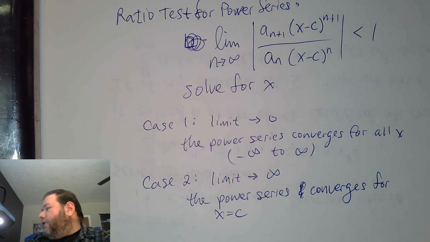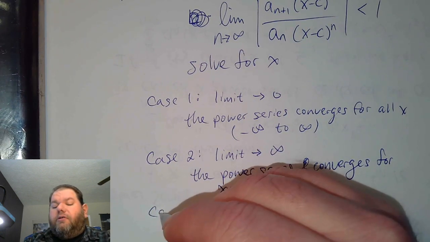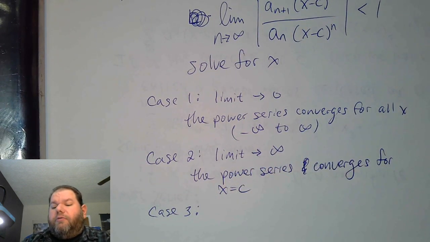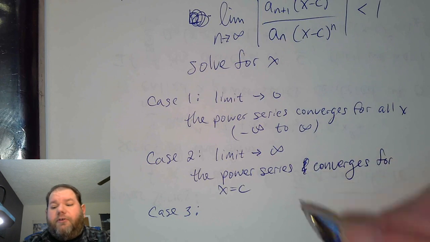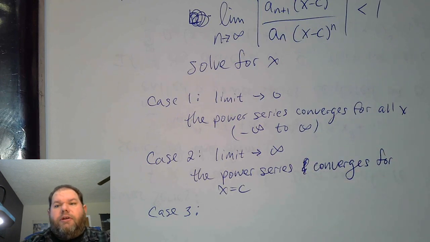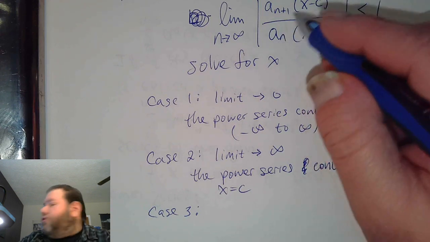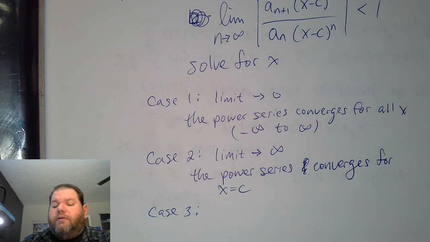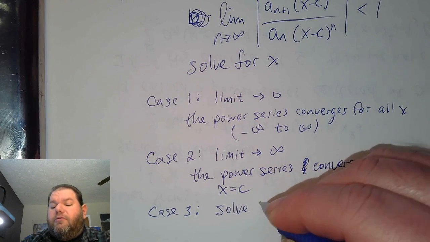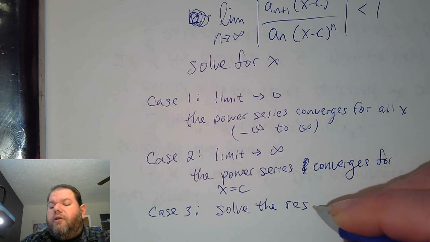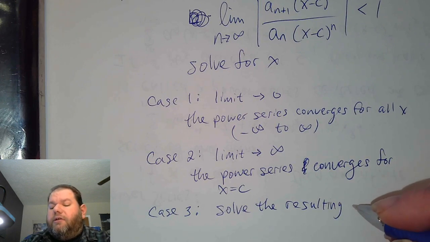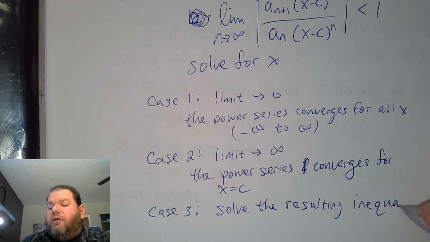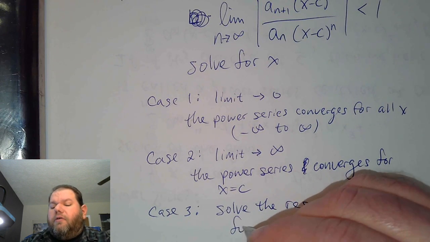Now case 3, if the limit doesn't go to 0 or infinity, but instead hits some number or some expression in between, then we just solve the inequality, because more than likely it'll be some expression of x that is less than 1, and we solve that inequality for x. Solve the resulting inequality for x.